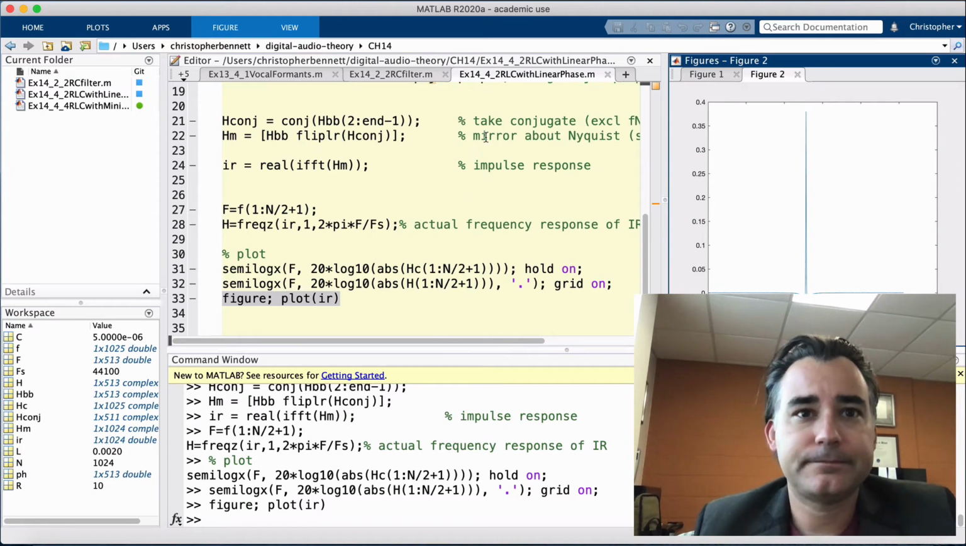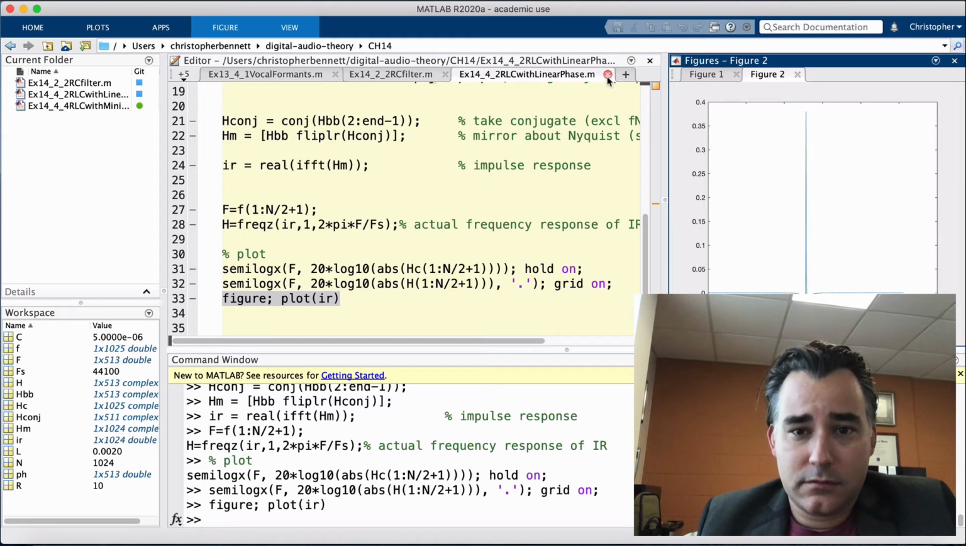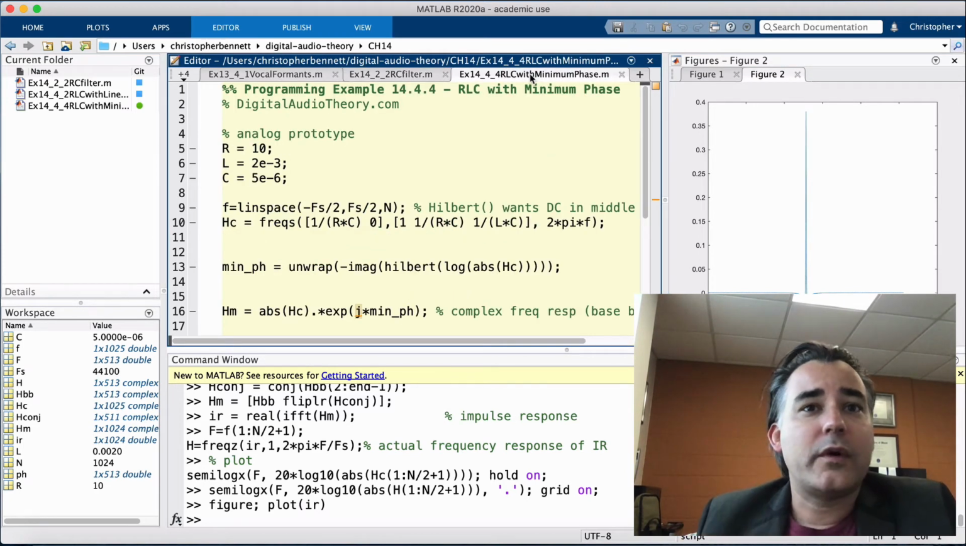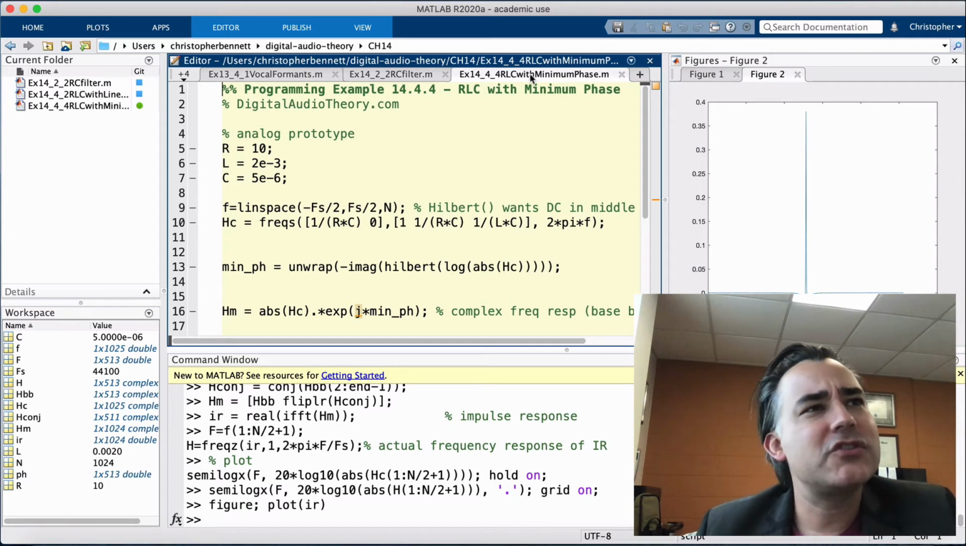All right. Now, we may want to repeat the same example, but instead with minimum phase. How do we construct the minimum phase?